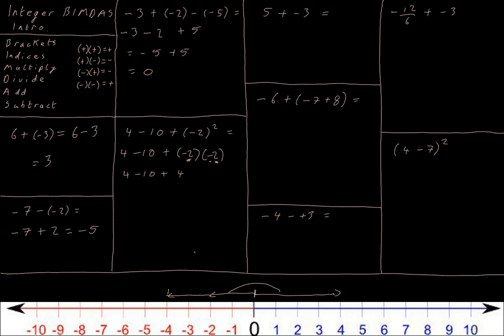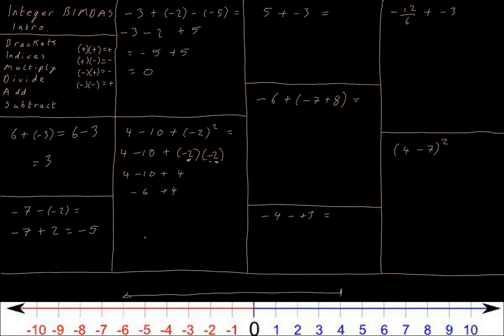So we have 4 minus 10. So we start at 4 on our number line and go 10 spaces colder. We go 10 spaces colder on down to minus 6.